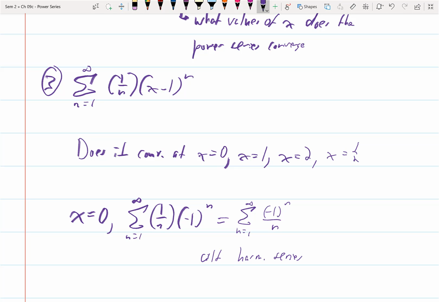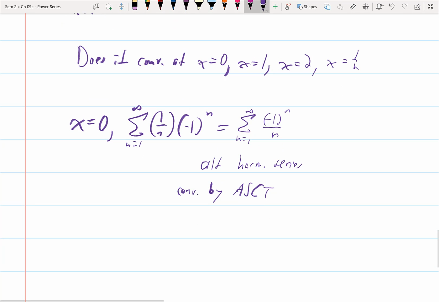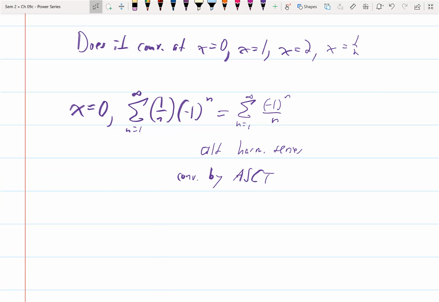And you should know that the alternating harmonic series converges by the alternating series convergence test, which I'll leave up to you to do or to remember. And if you don't remember the specifics of that, you need to go back and review it right away.